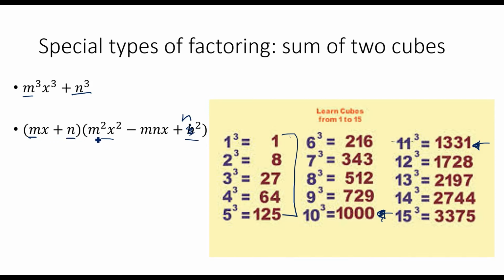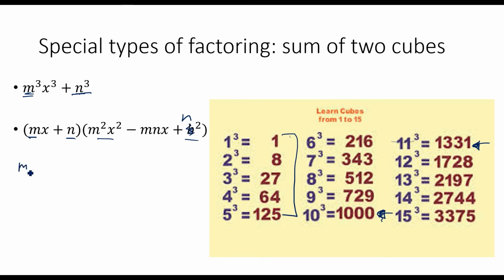mx plus n times m squared x squared minus m times n. That means whatever this number is and whatever this number is, you multiply them together. You're going to subtract them away times x, and then you're going to add the square of the last value. Okay, so let's take a look at what this might look like.